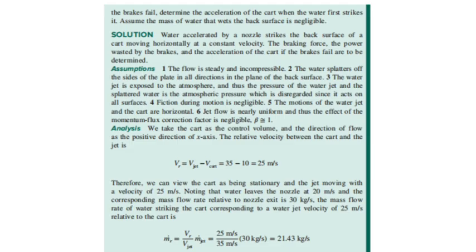Even though 30 kg per second leaves the nozzle, not all of it hits the cart per second because the cart is moving away. We use the relative velocity to find the actual mass flow rate striking the cart. The formula gives us mass flow rate equals the nozzle rate times the relative velocity divided by the jet velocity. So 25 meter per second divided by 35 meter per second times 30 kg per second equals 21.43 kg per second actually hits the cart. About 8.5 kg per second misses because the cart is moving away.